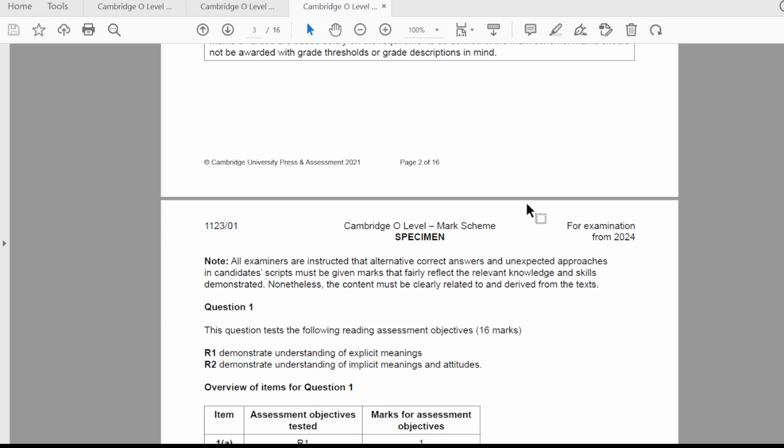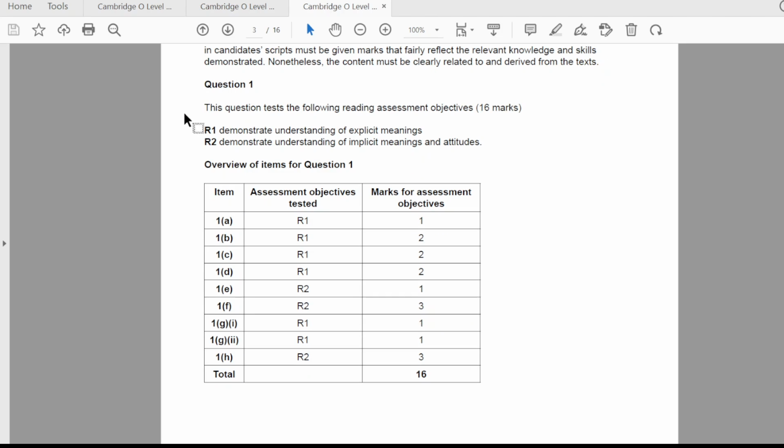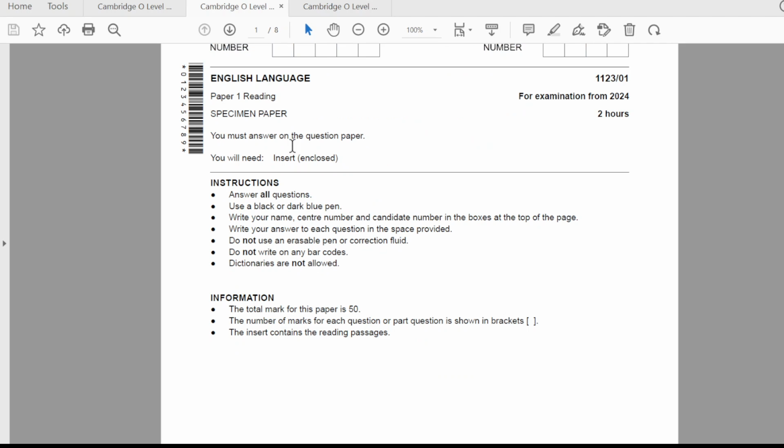And now we're going to move on to the specific questions. So question 1 is the comprehension question, and as you can see, questions 1A to 1H. The assessment objectives covered are R1 and R2 only, which is understanding of explicit meanings and understanding of implicit meanings and attitudes. And that's a total of 16 marks. The individual marks are given.